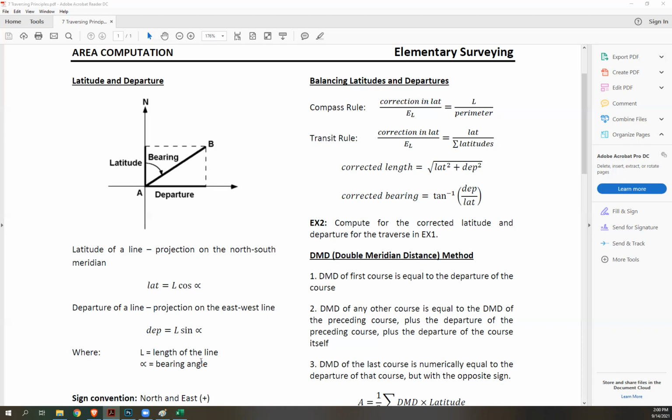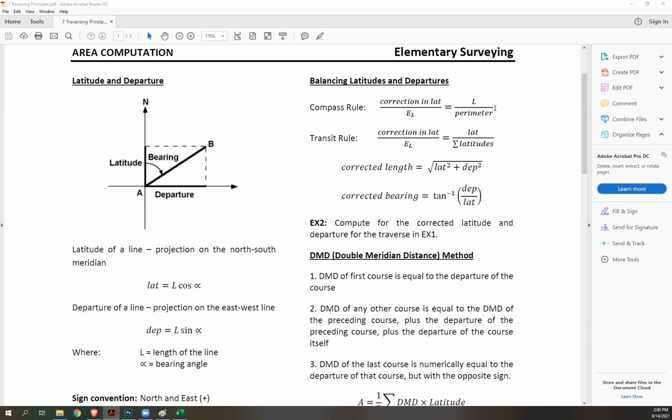Okay, so let's have another example. All right, correction in latitude. That is how much you're gonna add or subtract to your given latitude so that it's correct. Okay, so that's correction in latitude. And then this is also the same for correction in departure. Correction in departure over ED equals L over perimeter. So this is the equation I will use to get the corrections.